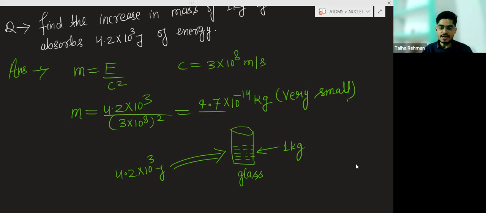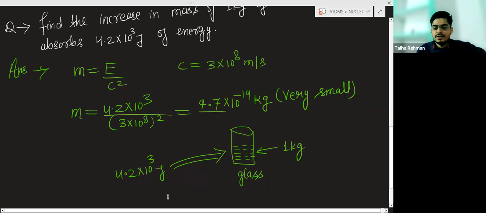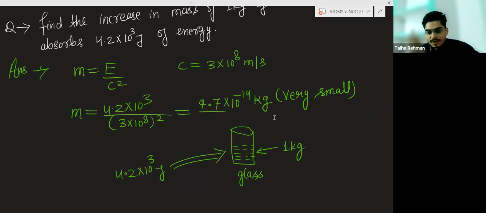So that is why in our real life, if something is moving or we are supplying some energy, generally the mass we consider remains the same. Why? Because even if you supply this amount of energy, only this much mass will increase for that object, and this increase in mass is negligible for us. That is why in practical life we don't take into consideration the increase in mass. But in actual, if you look at the microscopic or nanoscopic level, then mass will increase.